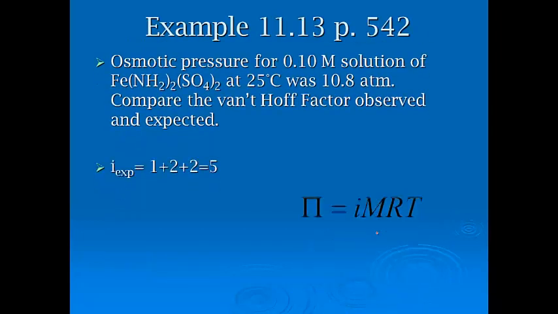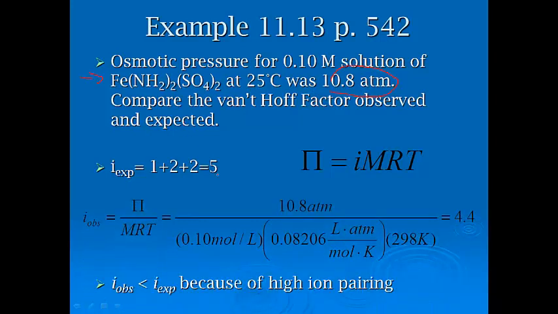Okay, so for osmotic pressure, just to show you, compare the van 't Hoff factor observed versus expected. If we had this lovely solution of the iron, which is a complex ion, which you should be covering possibly in this unit, and the pressure was 10.8 atm. Compare the van 't Hoff factor observed and expected. So here is what we would have expected it to be.